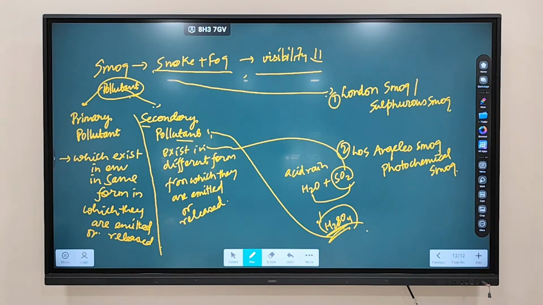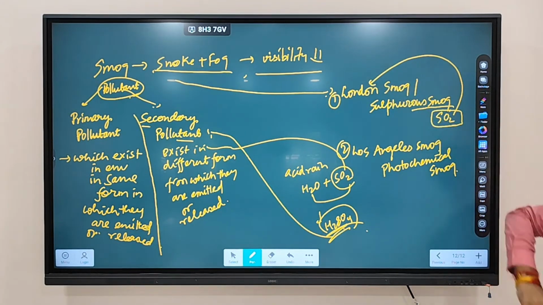What is London smog or sulfurous smog? As the name indicates, it is formed due to the release of sulfur dioxide. That's why it is referred to as a sulfurous smog. And since it was first observed in London, that's why it is called London smog. So this sulfurous smog is formed due to the release of sulfur dioxide, and since it was first observed in London, it is called London smog or sulfurous smog. Fine.